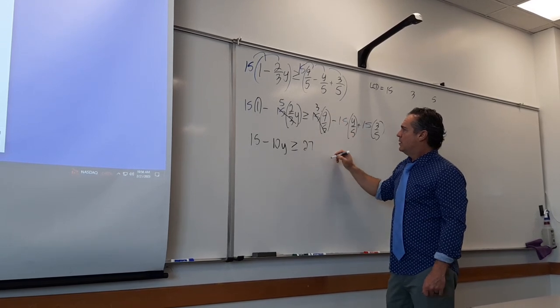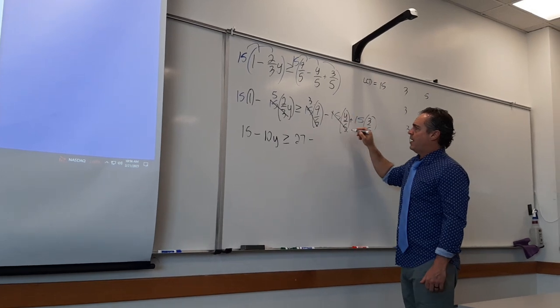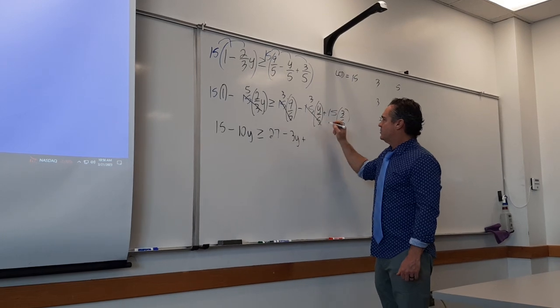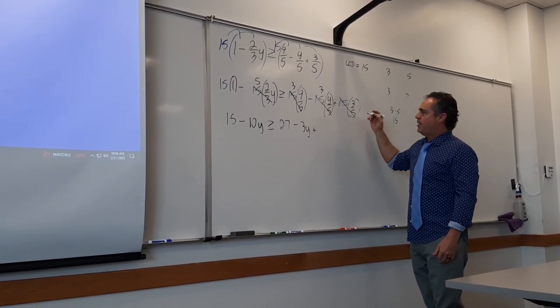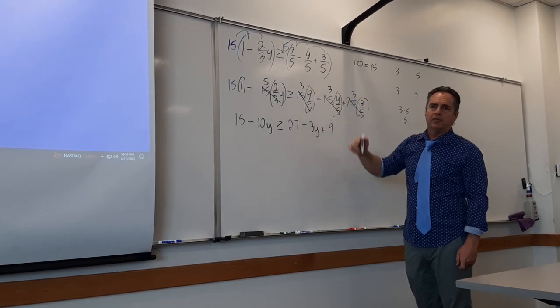27. Okay. Minus, can I cross cancel here? Yes. 15 over 5 makes? 3. So I have minus 3y. Plus, do the 15 and 5 cross cancel there? Yeah, and they make? 3. And 3 times 3 is 9. Does this look easier than the original problem? Yes. For sure.